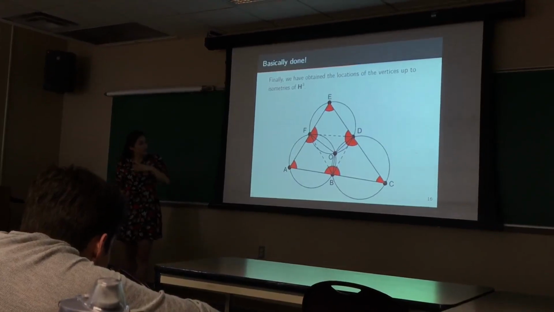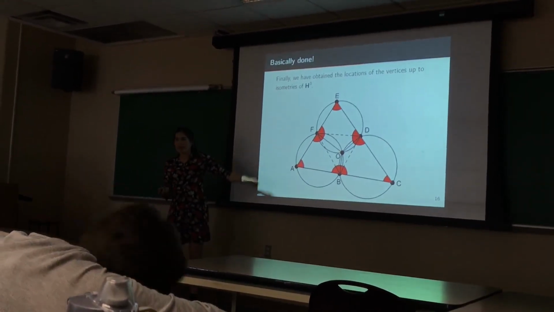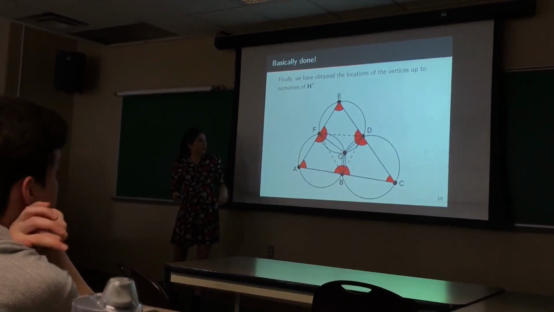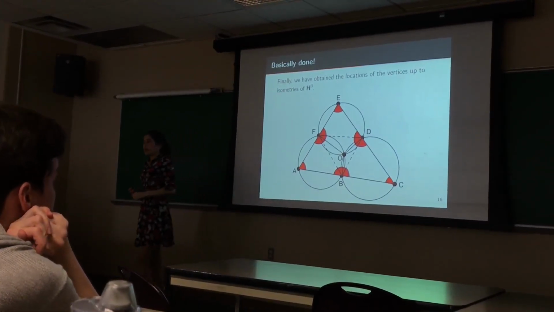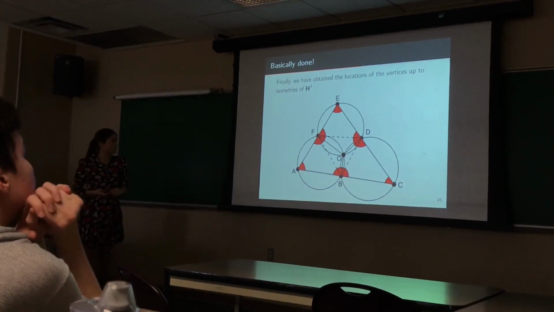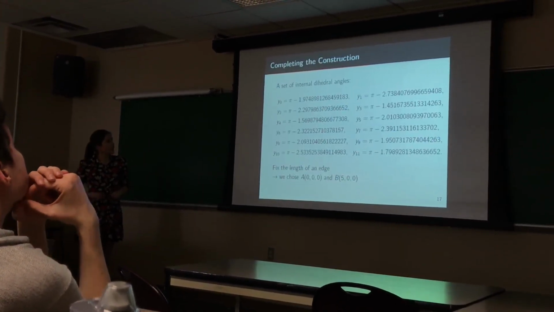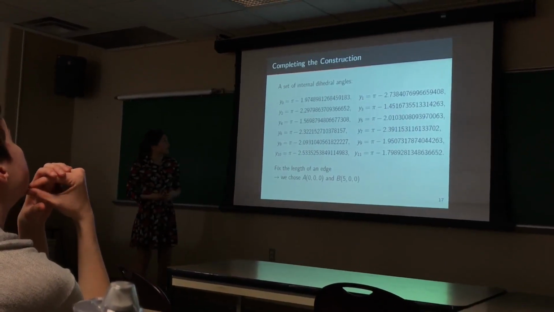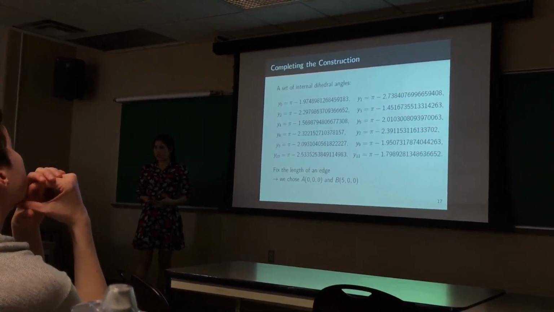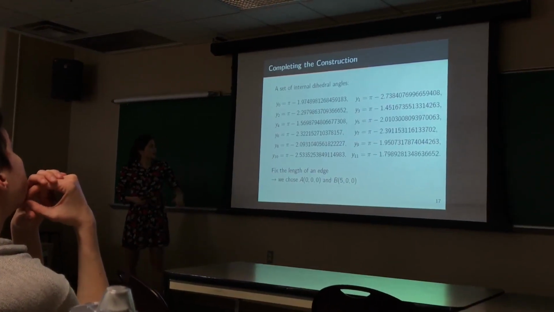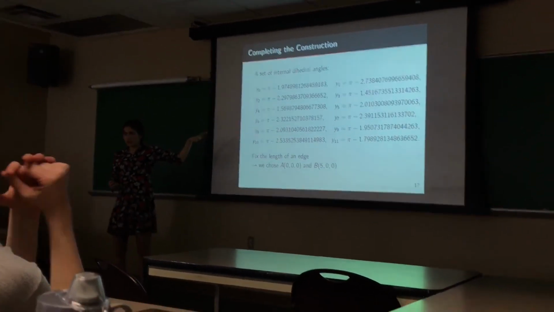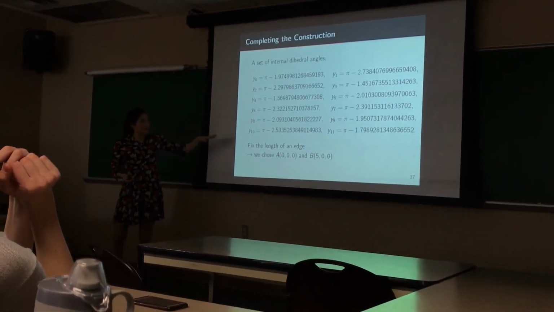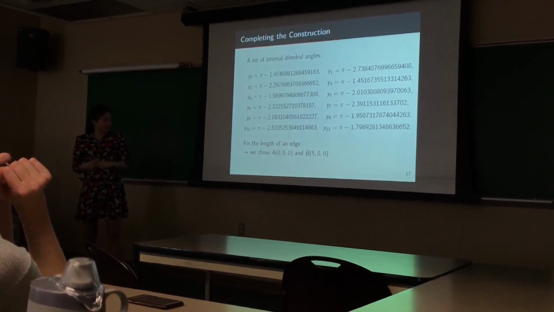So at this point, we have all the angles that are painted in red, which means we know the locations of all the vertices of the convex ideal cube up to isometries of H3. So now we're basically done, but I'd like to show you a realization of a convex ideal cube in the upper half space. This is a set of internal dihedral angles for a unique convex ideal polyhedron in H3 that has been obtained from a different theorem.